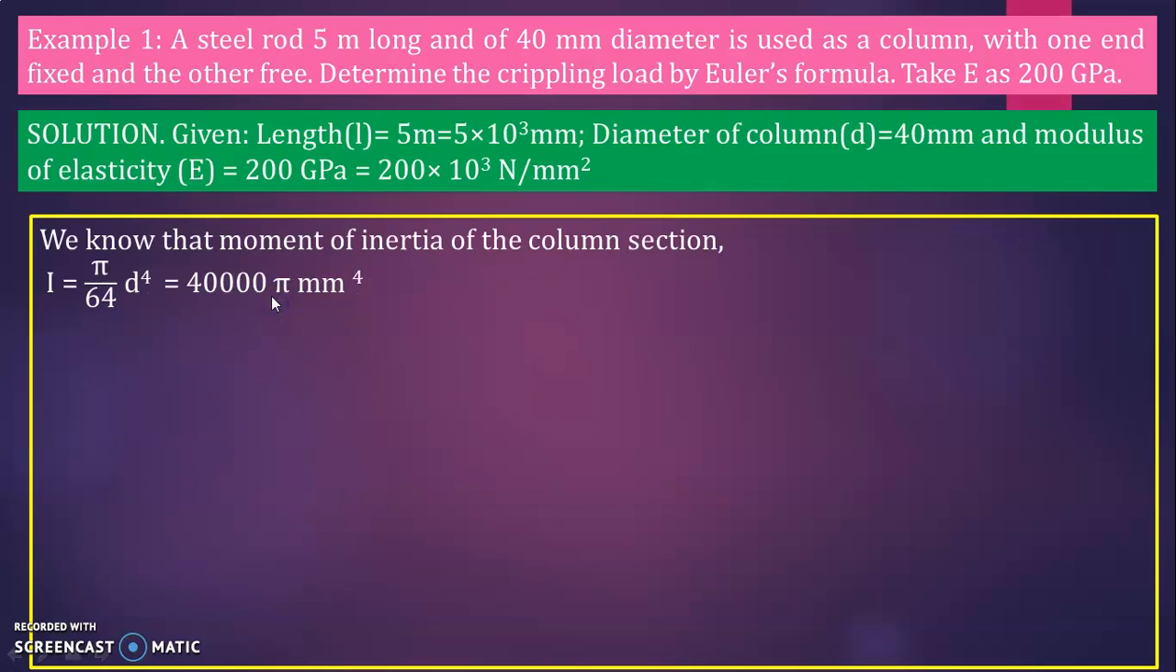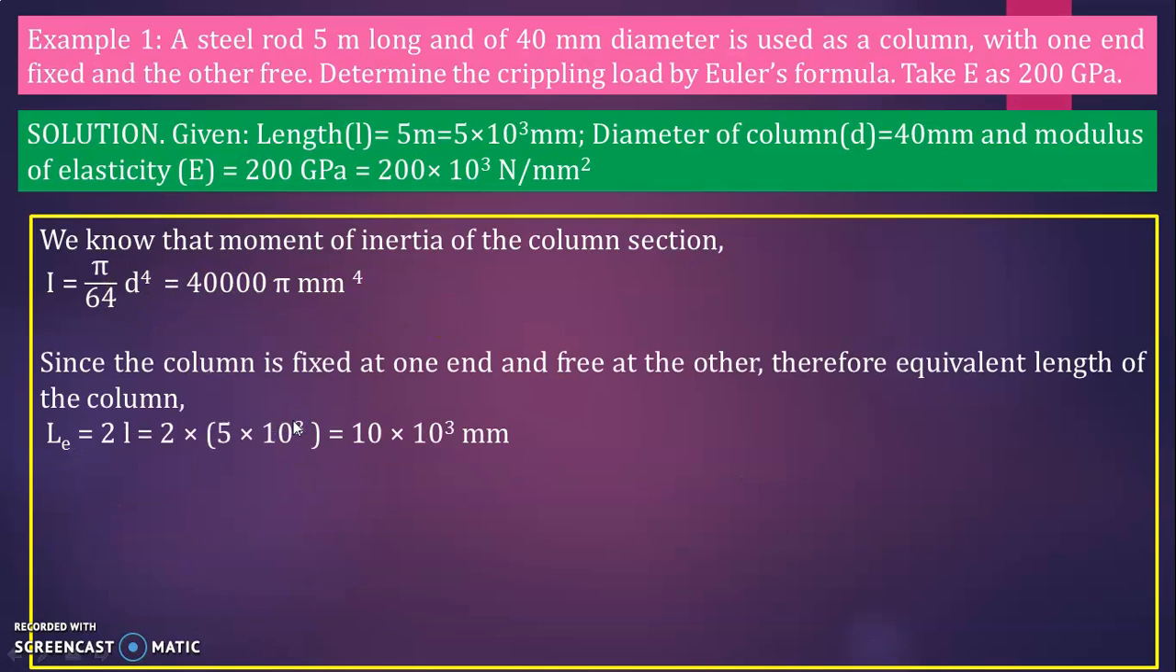First, we know the formula: for the crippling load, PE is equal to pi square EI divided by LE square. For that we require I. What is I here? It is a circular, cylindrical steel rod. So I is equal to pi divided by 64 d raised to 4. Substitute d equal to 40, and you get 40,000 pi mm to the fourth.